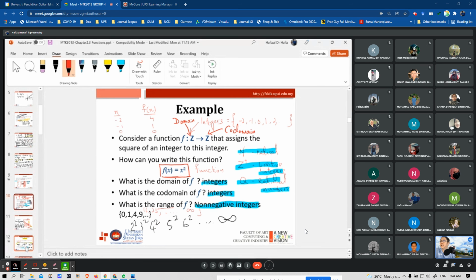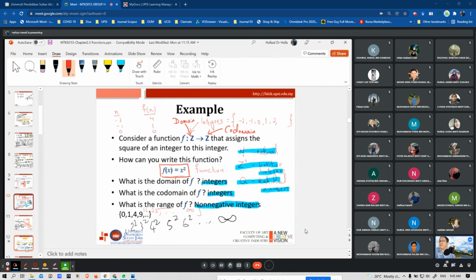We consider a function f whose domain is the integers. You map to a codomain that is also the integers. Other than that, you can also map to natural numbers, positive integers, negative integers, and rational numbers. How can you write this function? f(x) is equal to x power of 2. What is the domain of f? Absolutely integers. What is the codomain of f? Also integers, because we map Z into Z.